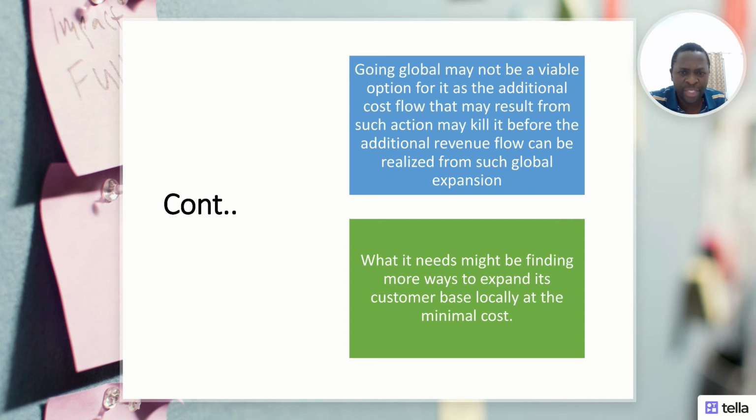Going global may not be a viable option, for it is an additional cost flow that may occur before the additional revenue flow can be realized from such a global expansion. Hence, the reason why I indicated earlier that an organization needs to invest a lot of money in research and development, so that they have a clear appreciation of the global environment, or the global aspects or the variables which come in with globalization.